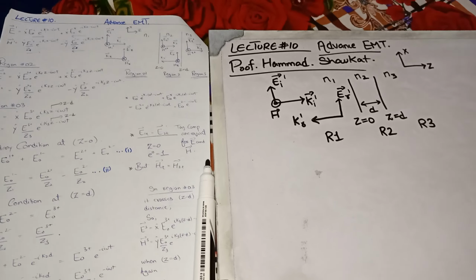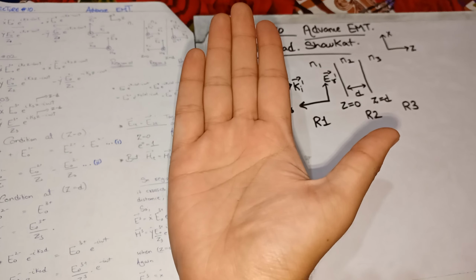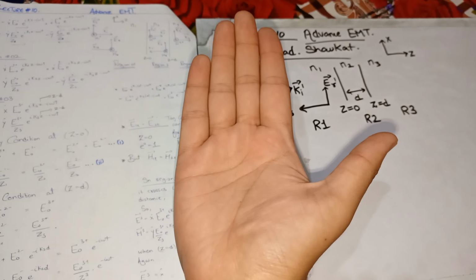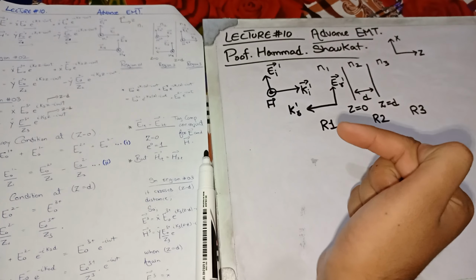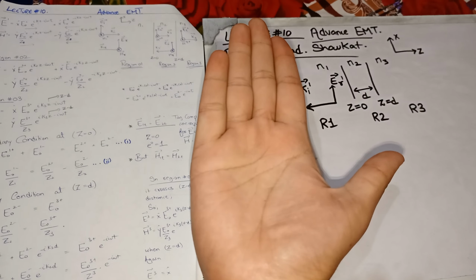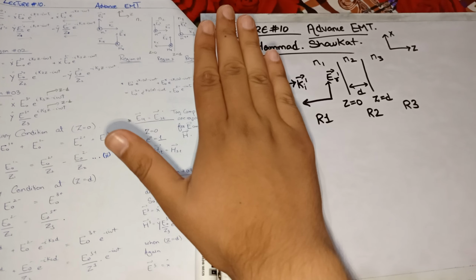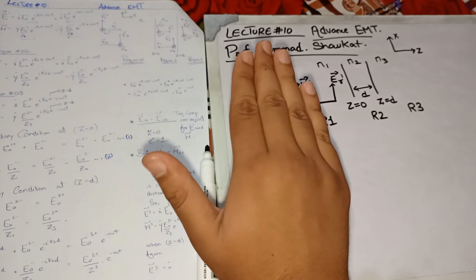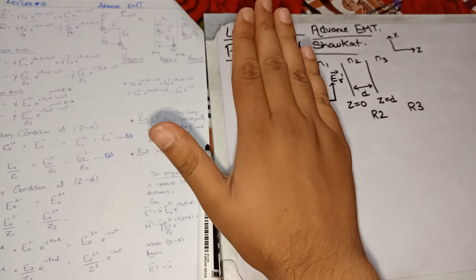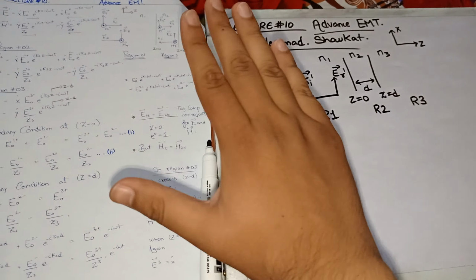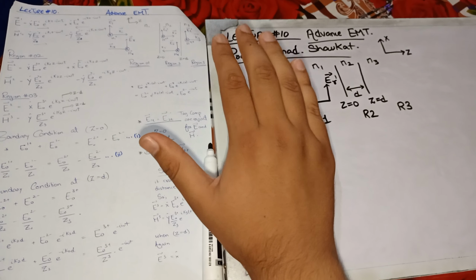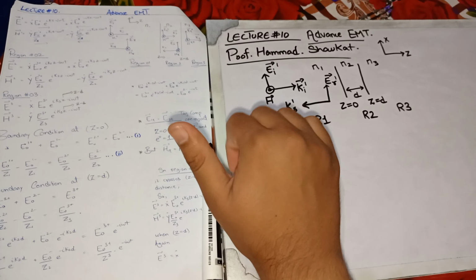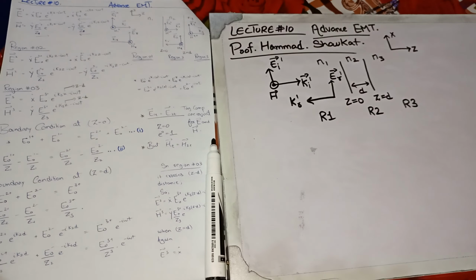Same procedure: you have to align your fingers in the direction of the electric field, and your thumb in the direction of k. Now your k is not here, your k is in this direction. So you can see my electric field lines align with my fingers, and my thumb aligns with my k value. So you have to curl your fingers. I curl my fingers, and you can see the direction of the magnetic field is into the page.